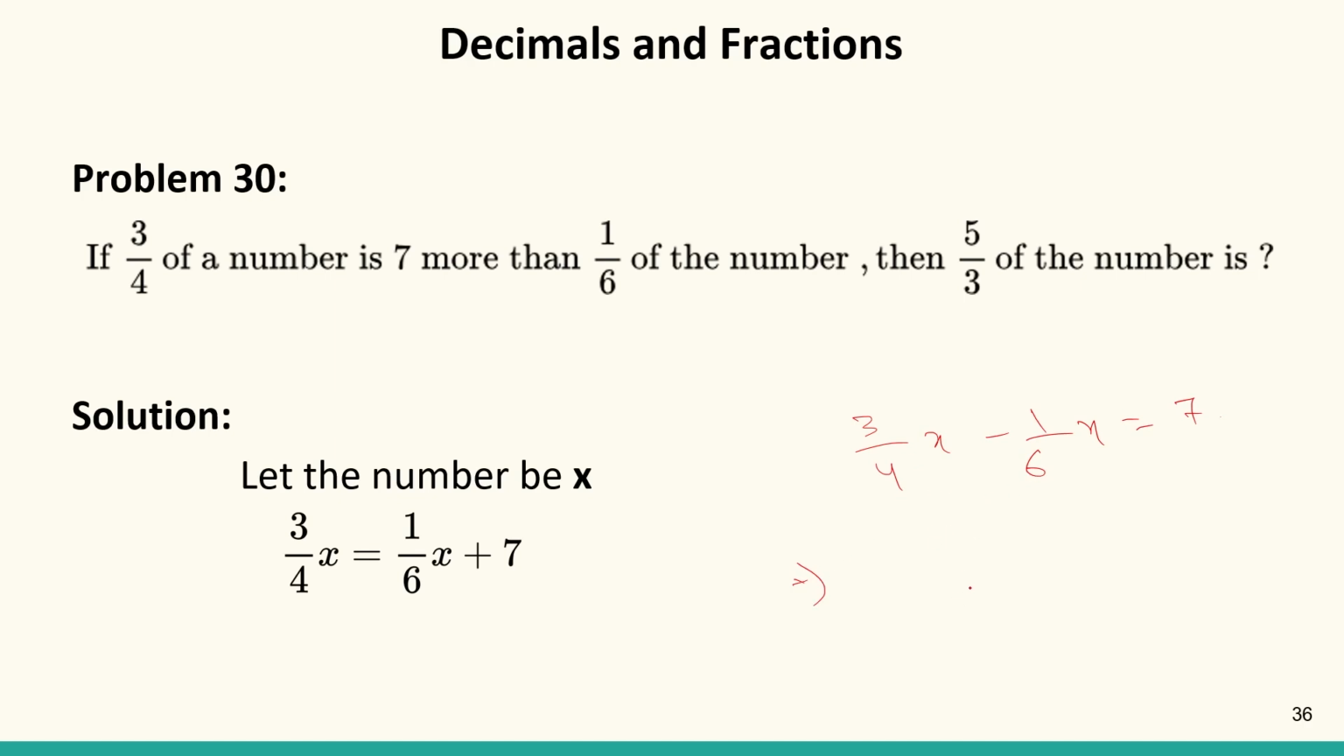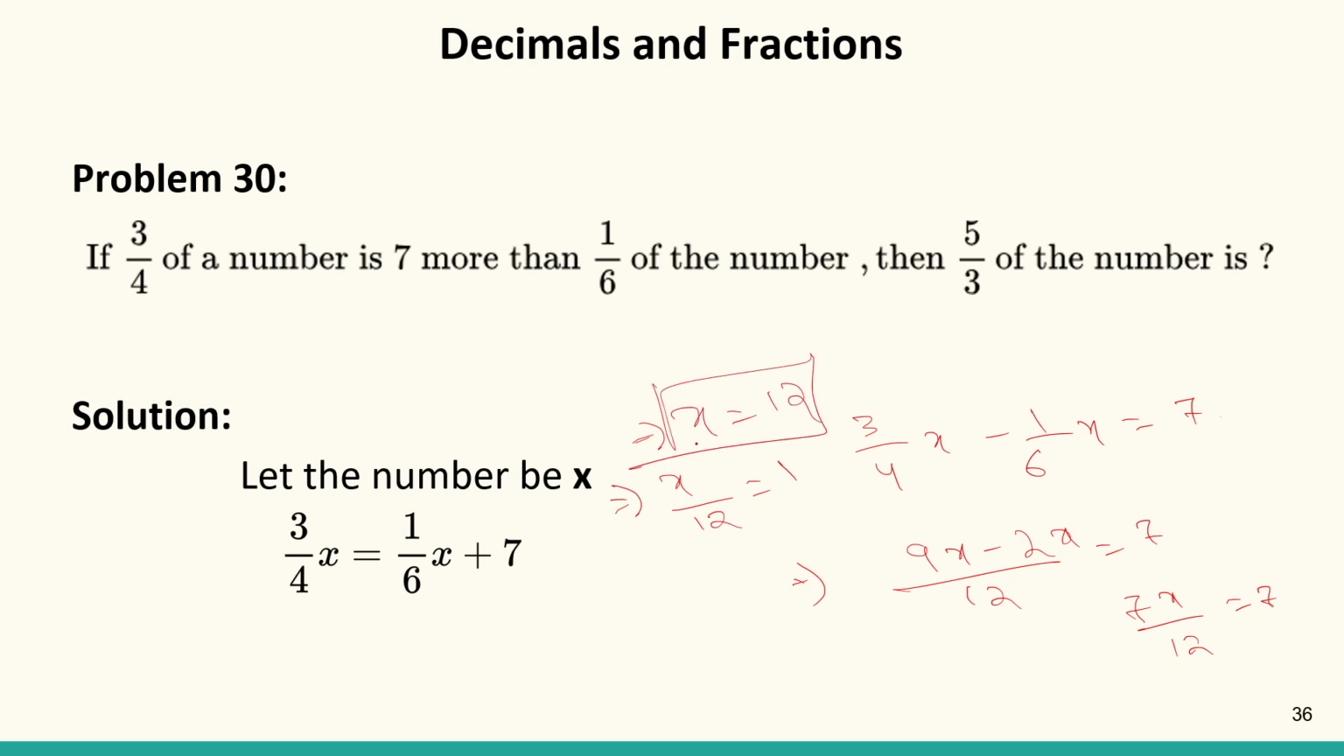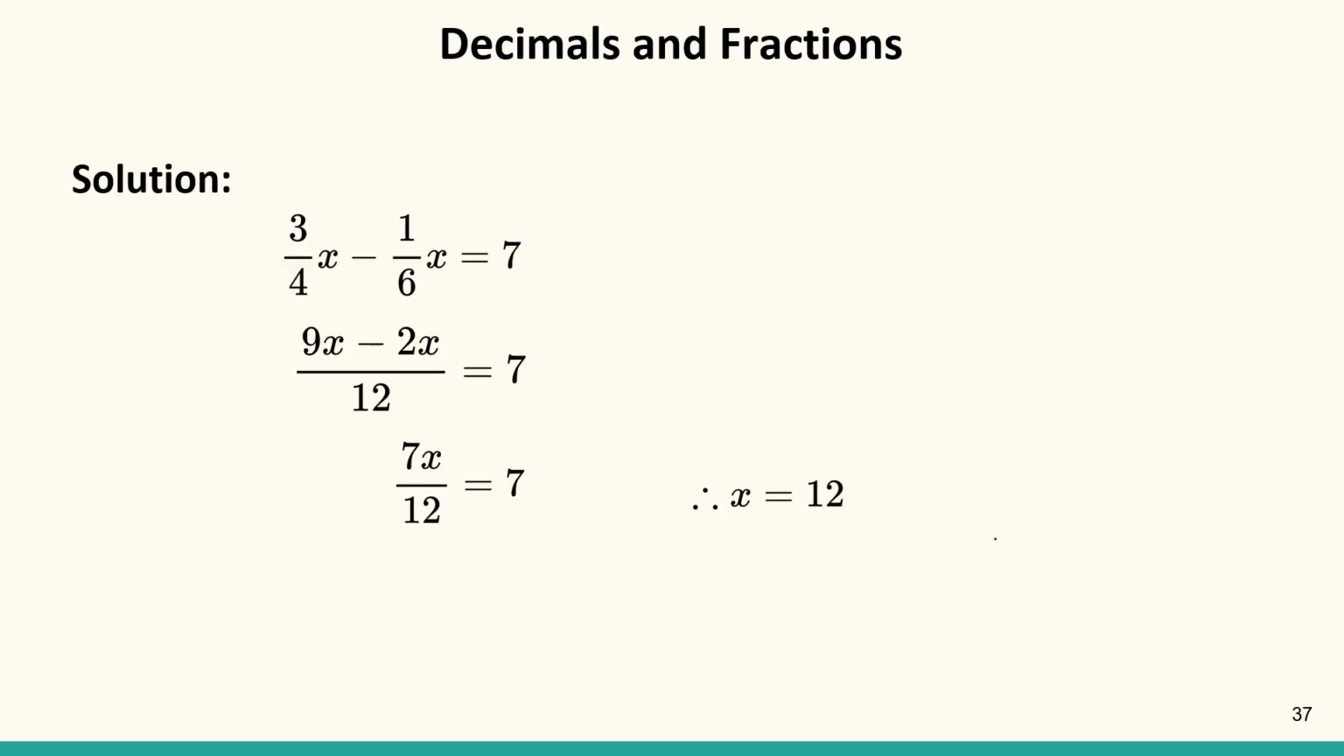So for 4, 6, 12 will be the LCM. Okay. So since we made the denominator 12, we need to change the numerators. So 3 into 3, 9x minus 2x is equal to 7. So 7x by 12 is equal to 7. Okay. So this implies that x by 12 is equal to 1. So this implies that x is equal to 12. So x is equal to 12 will be the answer.